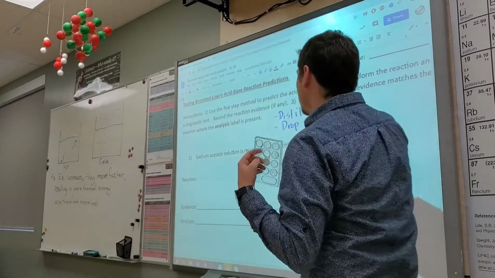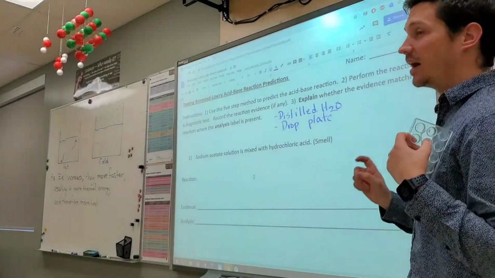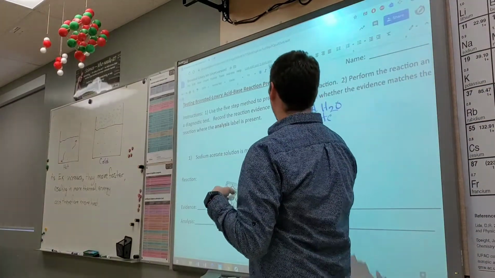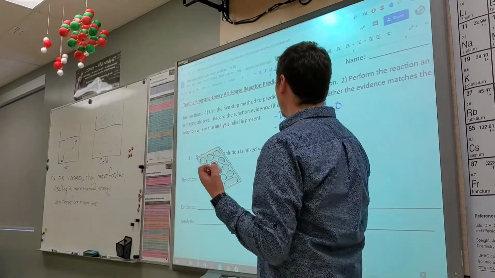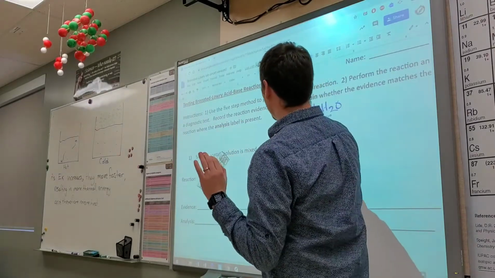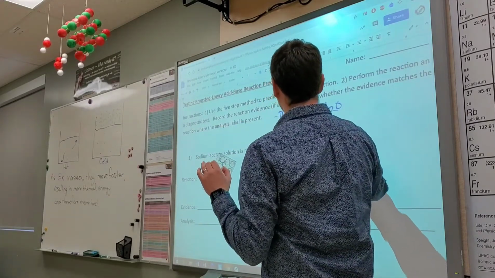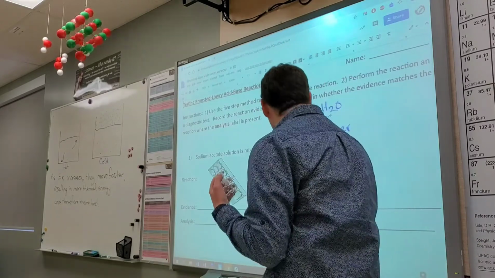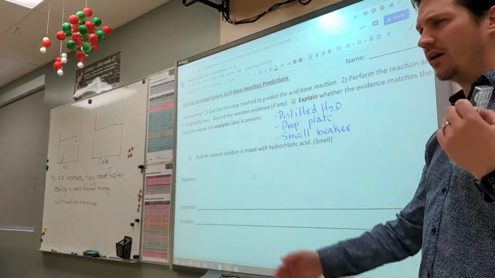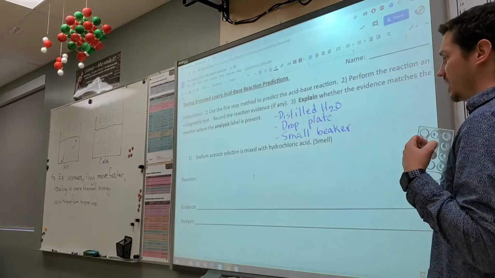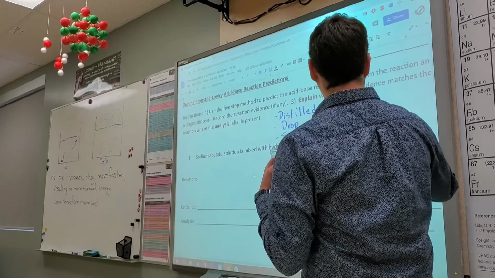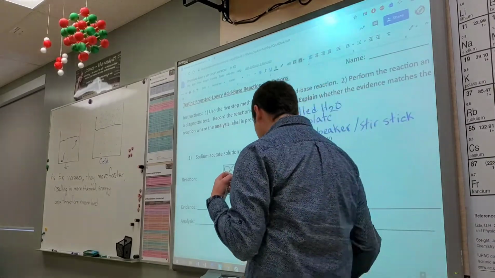So you should get a very specific smell, and you might be able to recognize this smell because some of you use it on like a semi-regular basis, okay? The last thing you're gonna need is a small beaker. I don't really care how small it is, but you need a small beaker. For all of the last 4 tests that we want you to do, a small beaker with a stir stick would be nice.